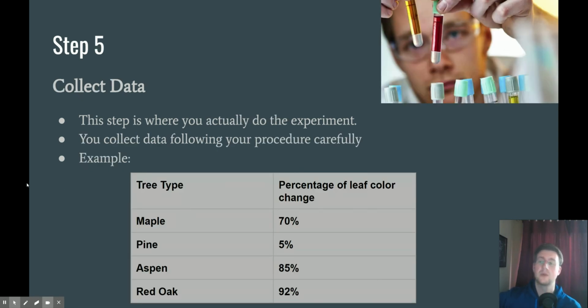Step 5, so this is when we actually follow that procedure. It takes all the way to step 5 out of the 7 until you actually conduct the experiment. And that's where you collect the data. So this is the step where you actually do the experiment. You collect the data following your procedure carefully.